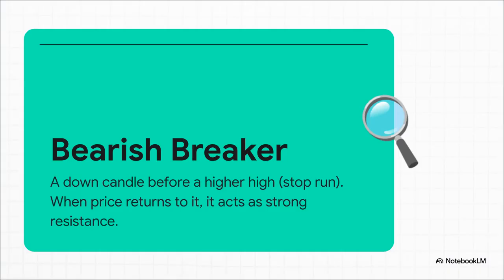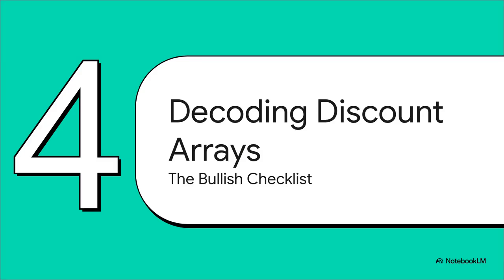It's the last down candle just before price makes a higher high that runs out a previous swing high. This move is often a stop run, what ICT calls a turtle soup. When price eventually comes back up to that specific down candle's price range, it acts like a brick wall, a very powerful resistance level. Okay, so you get the logic for resistance, right?